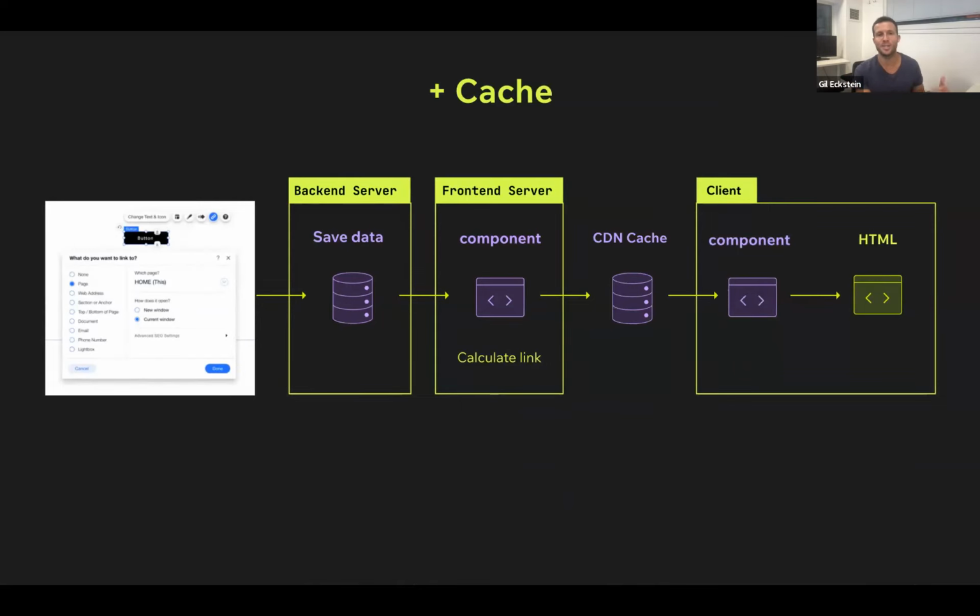And because we saved the data, we calculate the data in the front-end server, now we can use CDN caching. We can cache the result of this calculation, and then the first time we save it to the cache, and then the second time we get the result from the cache. Before that we couldn't do it because we used to calculate the data in the client side. We couldn't save it in the client side. But now because we calculate in the front-end server, we can actually save it in CDN cache.